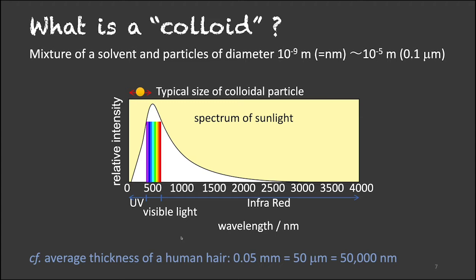The general size of colloid particles encompasses about 10 to the minus 9 to 10 to the minus 5 meters. For comparison, the average diameter of a human hair is around 50 micrometers. In this diagram, the relationship between intensity and wavelength of light from the sun is shown. Large colloid particles have dimensions on the order of the wavelength of visible light, and they interfere with visible light.